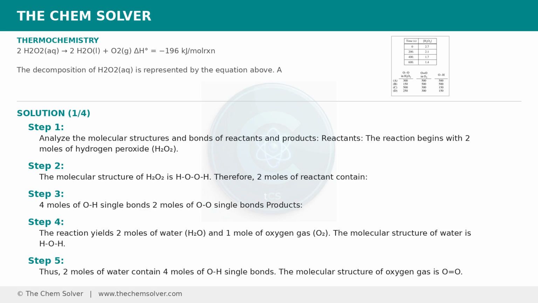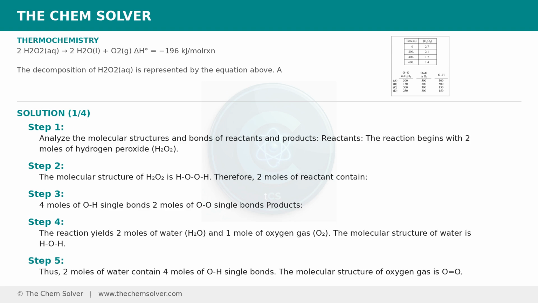Analyze the molecular structures and bonds of reactants and products. Reactants. The reaction begins with 2 moles of hydrogen peroxide, H2O2. The molecular structure of H2O2 is HOOH. Therefore, 2 moles of reactant contain 4 moles of OH single bonds and 2 moles of OO single bonds.